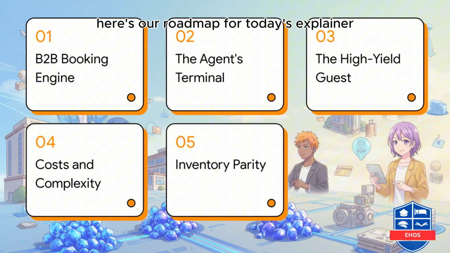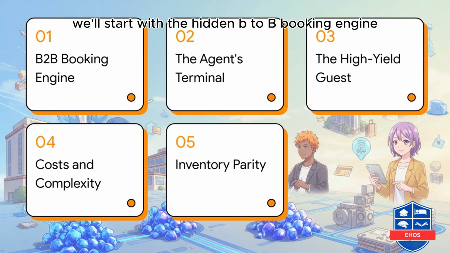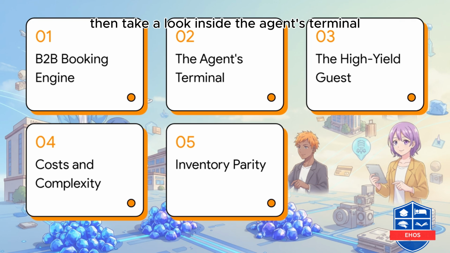Here's our roadmap for today's explainer. We'll start with the hidden B2B booking engine, then take a look inside the agent's terminal. From there, we'll break down the high-yield guest, navigate the costs and complexity involved, and finally, wrap up with achieving total inventory parity.